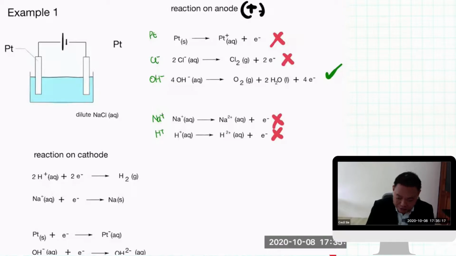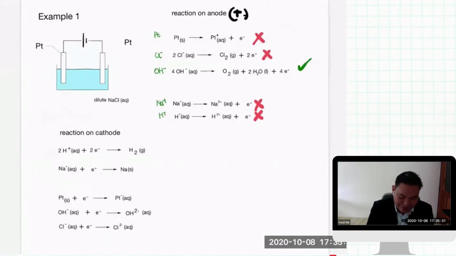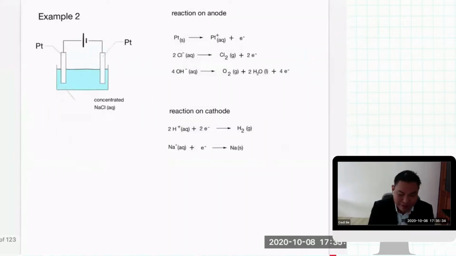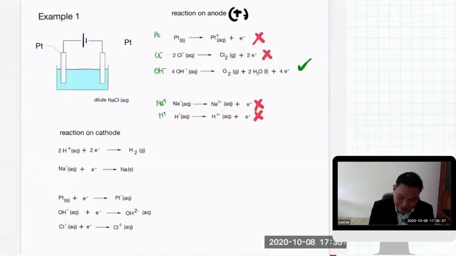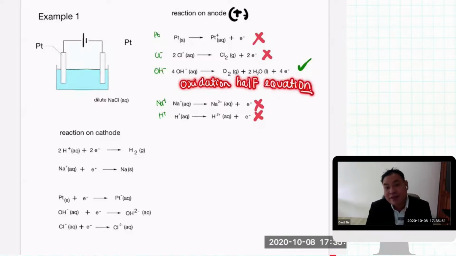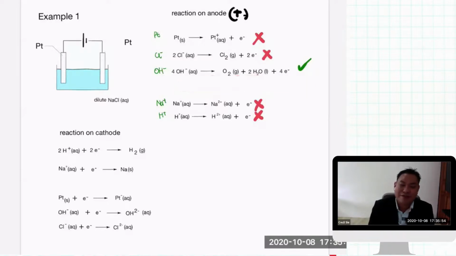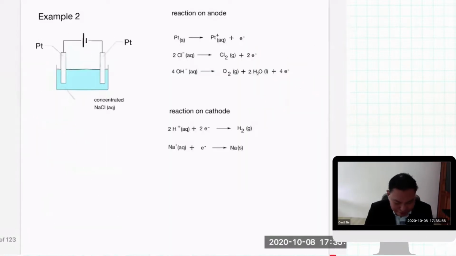OH minus hydroxide ion will turn into oxygen, and what will you see? You will see effervescence of oxygen gas, colorless and odorless, right? Bubbles here. So that's example 1. That's the reaction. By the way, this reaction, we call it oxidation half equation, because it's the oxidation only. It's not redox because you don't have the reduction, right? For redox, you must have the oxidation and reduction.